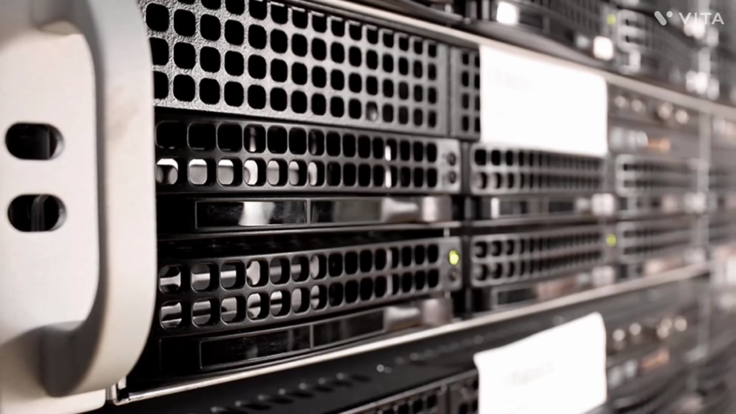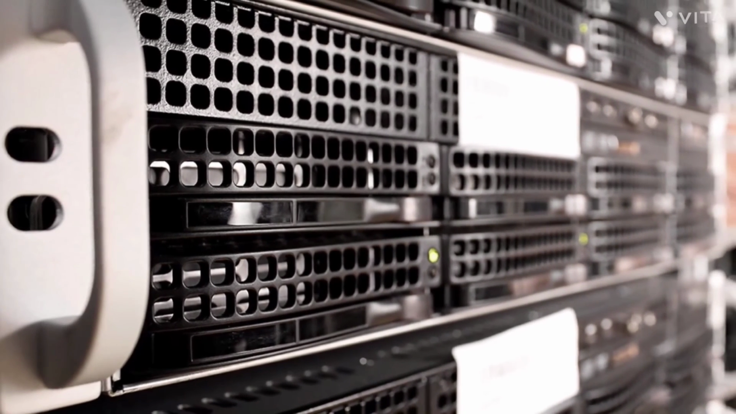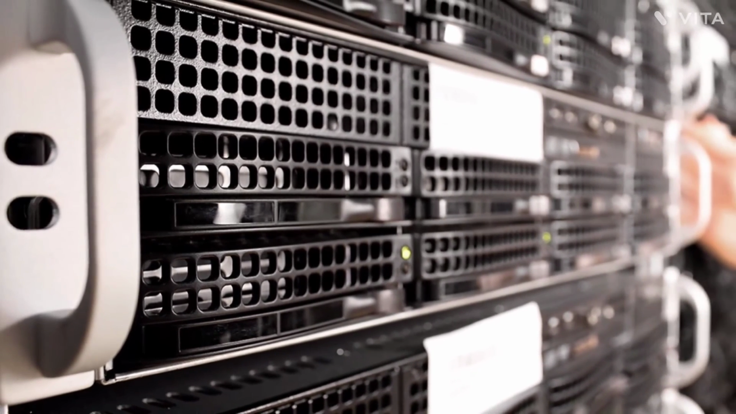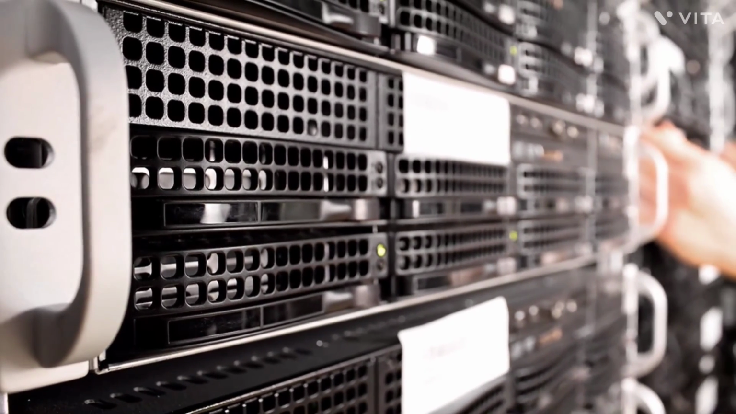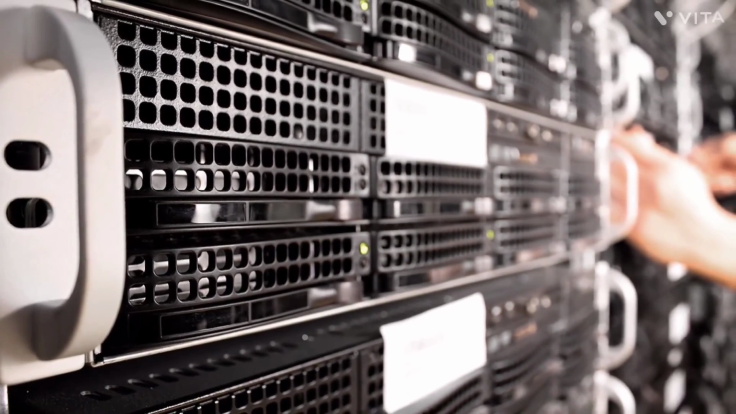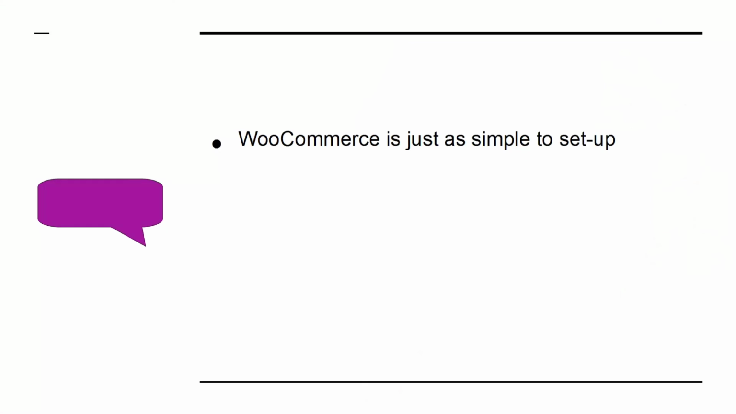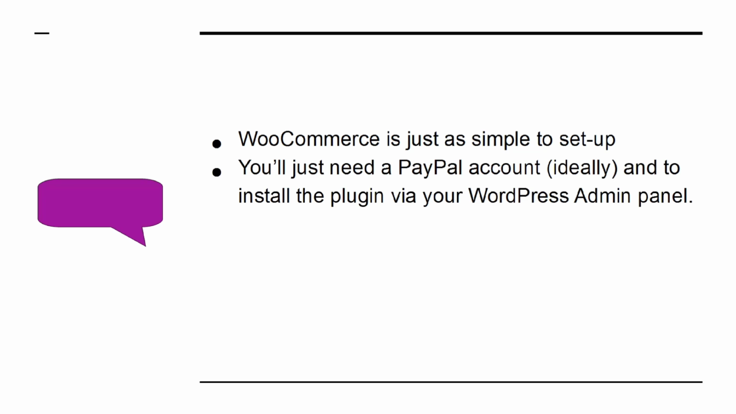To get started with it, you just need to invest in a web host, a company that will store your files online and make them available to browsers, and then you'll normally be able to install it with a single click. WooCommerce is just as simple to set up. You'll just need a PayPal account, ideally, and to install the plugin via your WordPress admin panel.